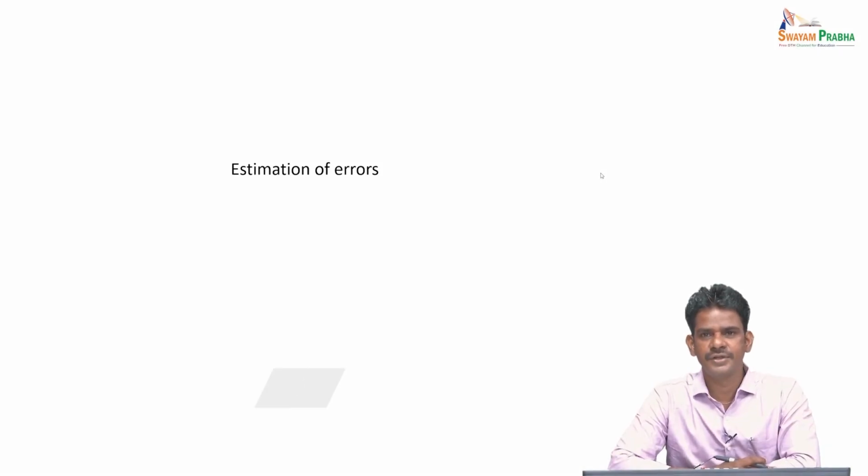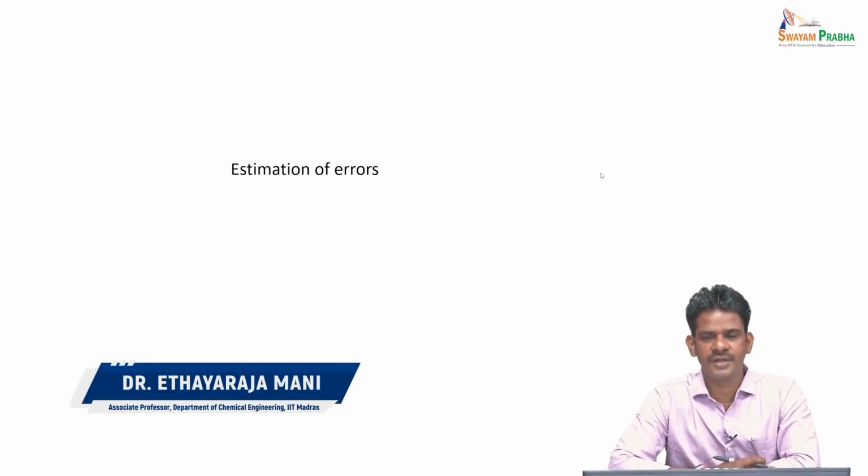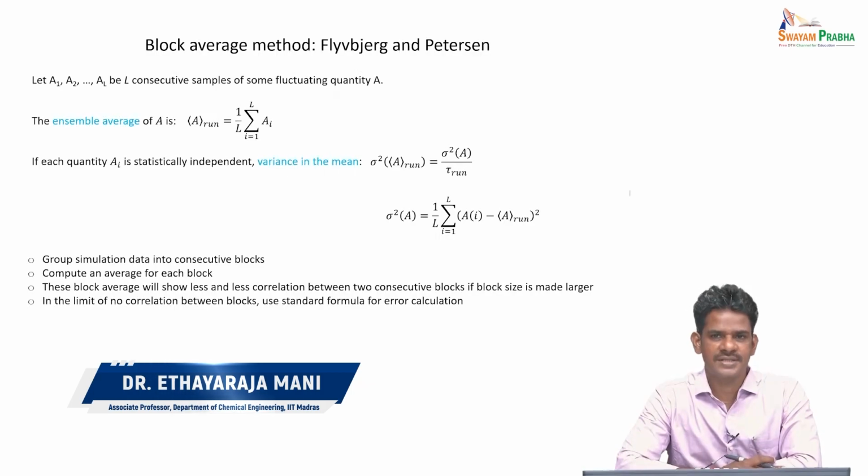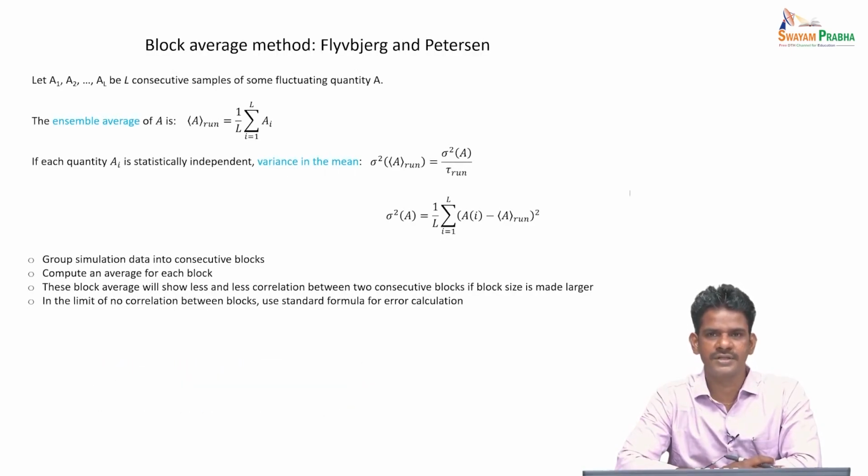So in this lecture, we will continue our discussion on estimation of errors in MD simulations. In the last lecture, we looked at a few methods by which we can measure errors in the quantities in MD simulations. One approach is to get the time correlation function, and from there get the autocorrelation time, and then from there we correct the data to estimate the error.